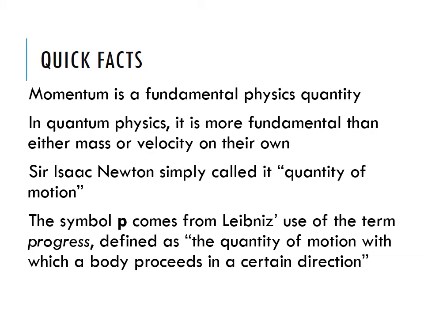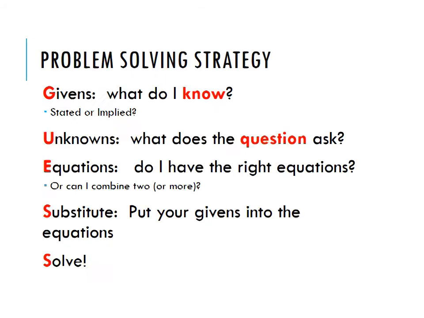So, actually, Leibniz, who developed calculus about the same time as Newton did, used the term progress to talk about what we call momentum, which he defined as the quantity of motion with which a body proceeds in a certain direction. To me, that's a lot more robust. That gives it both a mass, which is a body, and proceeding in a certain direction, which actually makes it the velocity, because that is both a magnitude and a direction. Whereas Newton was maybe not all the way there.